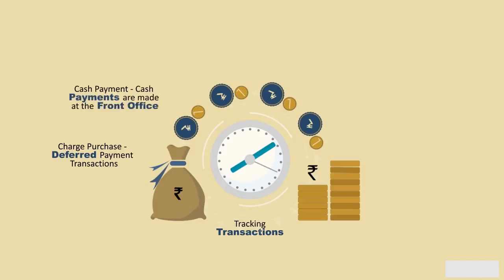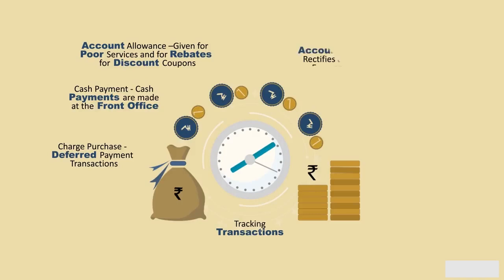Cash payment. Cash payments are made at the front office either to decrease the balance of account to settle an account or to prepay accommodation. Account allowance. Account allowance is involved in two types of transactions. One is given for poor services and for rebates for discount coupons. The other one is given for correction of posting error detected after the close of business.